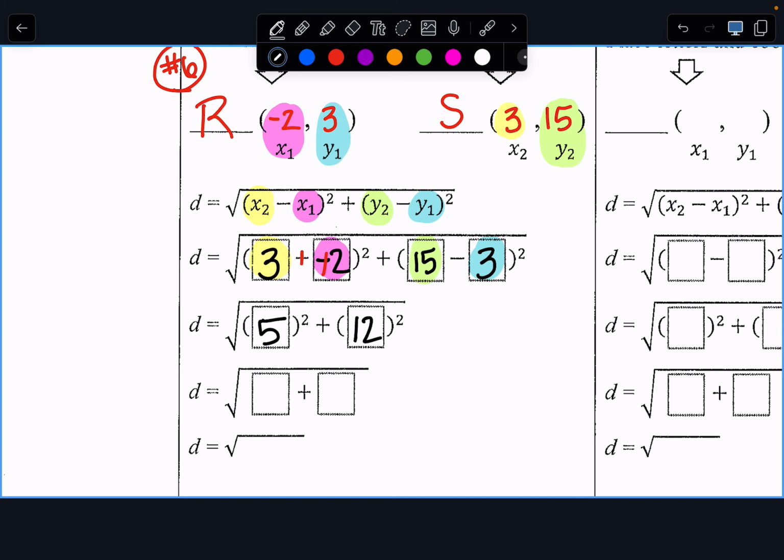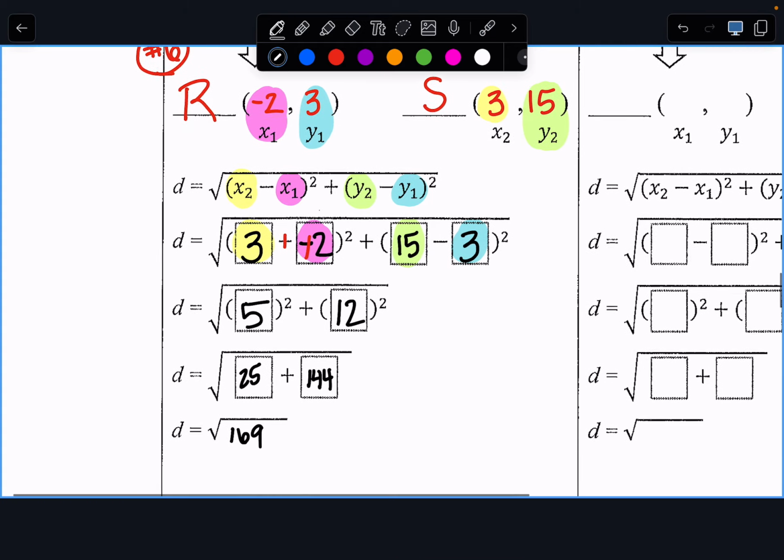Okay. All right, now what is it telling us to do? Now we have each of these numbers. Now this looks like a Pythagorean theorem problem, right? I have 5 squared plus 12 squared. What is 5 squared? 25. And what is 12 squared? 144. Okay, so now we need to add these two numbers together.